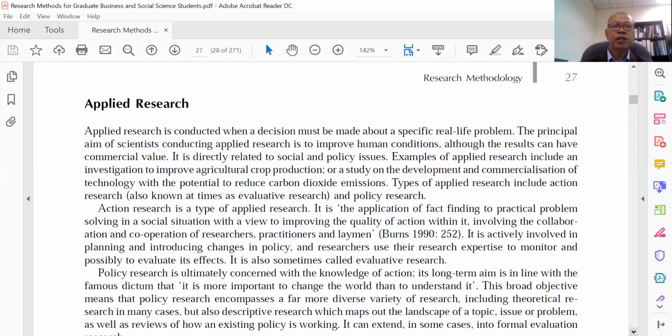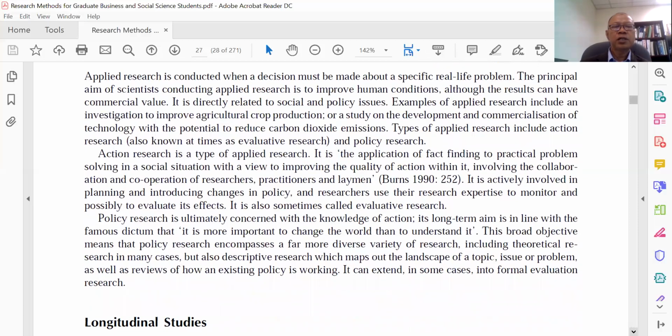So action research is actively involved in planning and introducing changes in policy, and researchers use their research expertise to monitor and possibly to evaluate its effects. That's why sometimes it is called evaluative research.